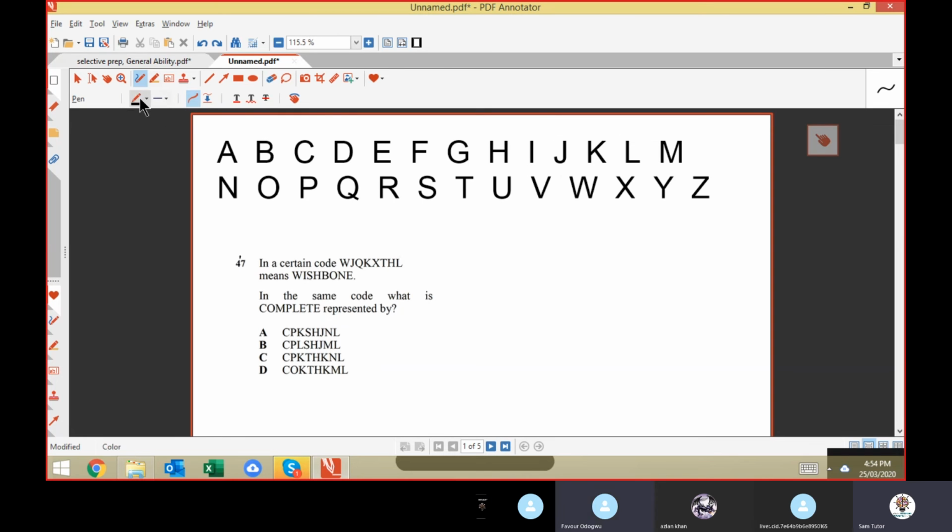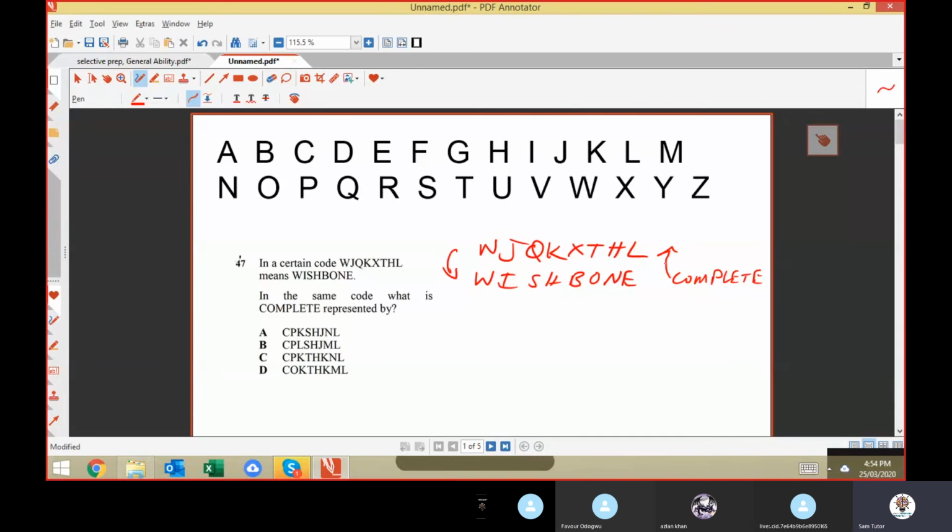Okay, yeah, we'll just use this. W is W. So I think we get that. So for complete, let's try it like this. W, J, Q, K, X, T, H, L becomes wish. Now that's code to English. Now we've got complete. So we're going backwards, which is a bit harder.